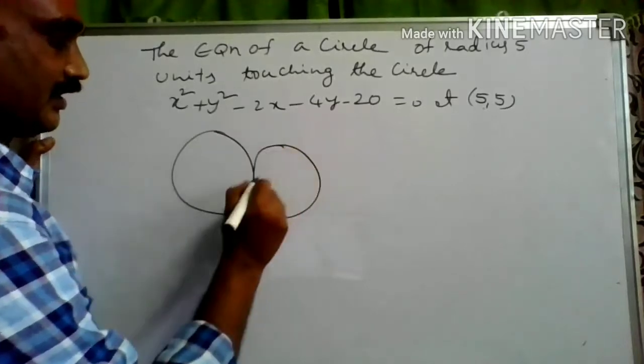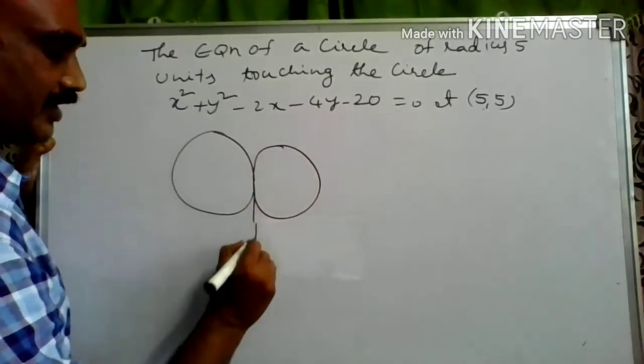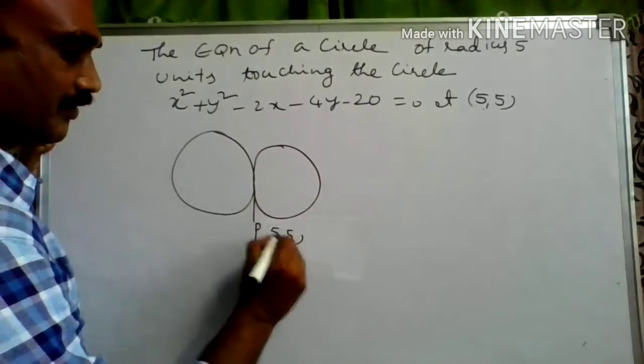This is the second circle. This point is 5 comma 5.